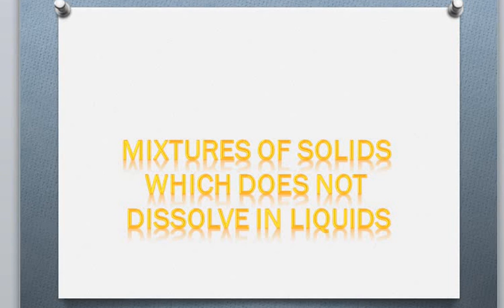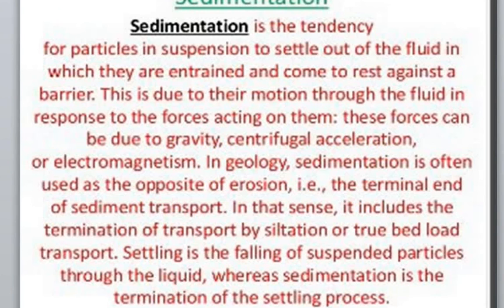Now we discuss the separation methods for mixtures of solids which do not dissolve in liquid, that is, immiscible. Some solids do not dissolve in liquid, for example, tea leaves, sawdust and pulses. We can use the sedimentation and decantation processes to separate them.